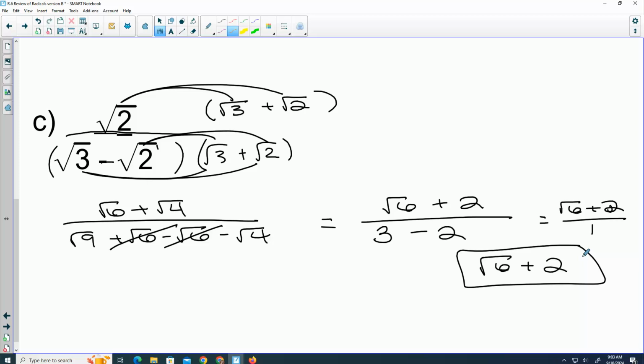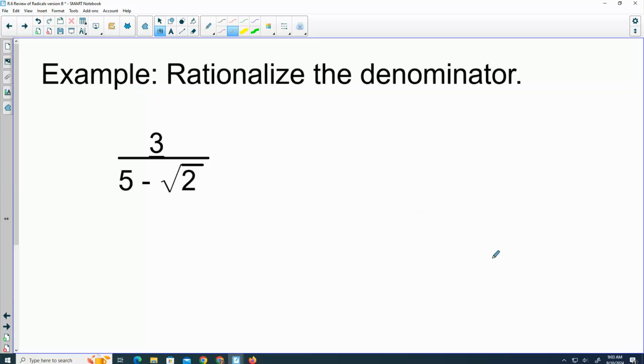Alright. I want you guys to try it. Any questions on this problem? Here is yours.